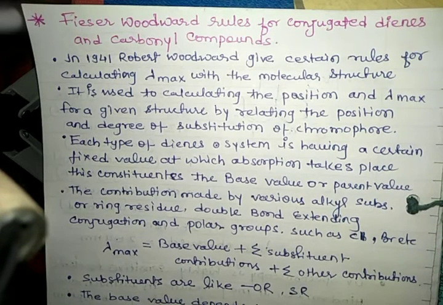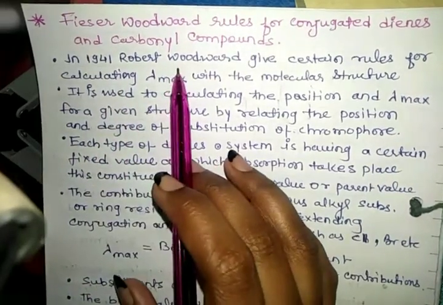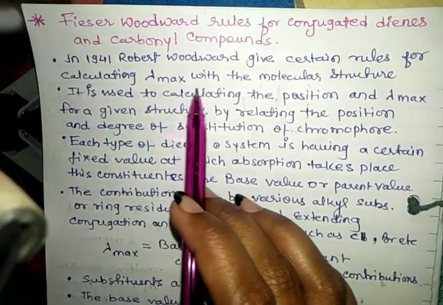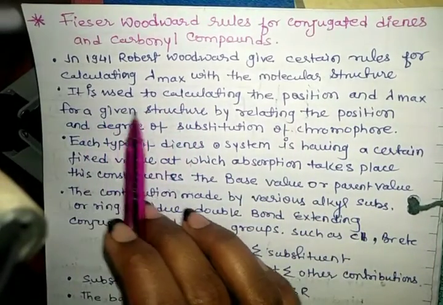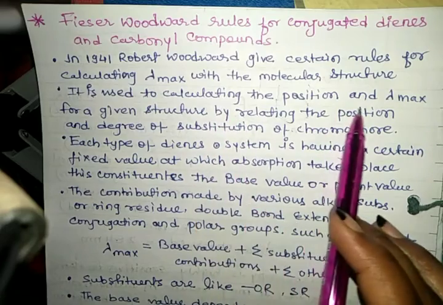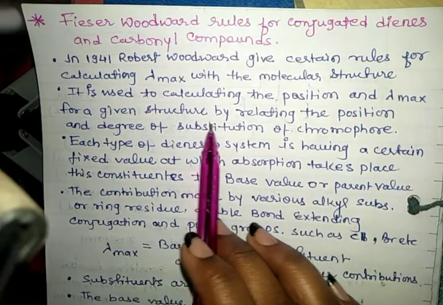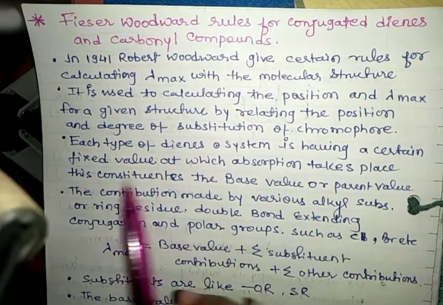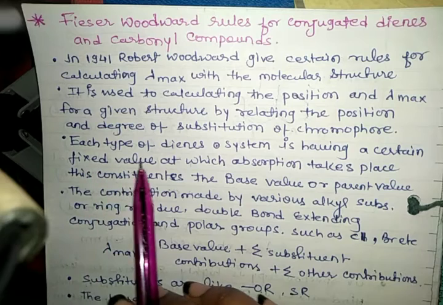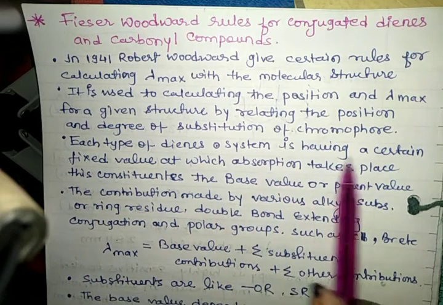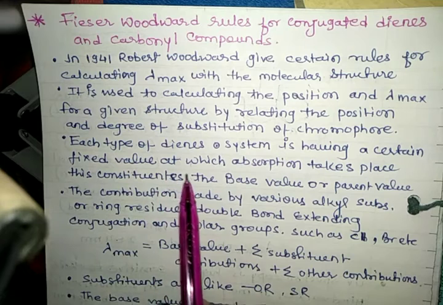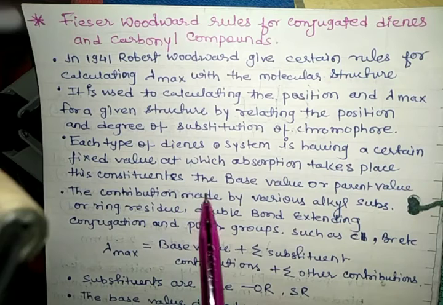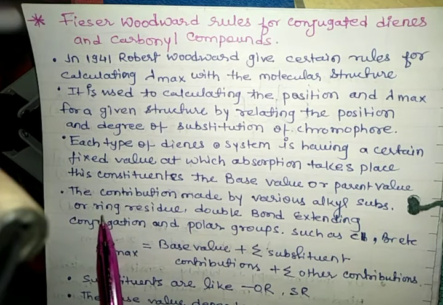So let us start. In 1941, Robert Woodward gave certain rules for calculating lambda max from the molecular structure. It is used for calculating the position of lambda max for a given structure by relating the position and degree of substitution of the chromophore. Each type of diene system has a certain fixed value at which absorption takes place. This constitutes the base value or parent value.